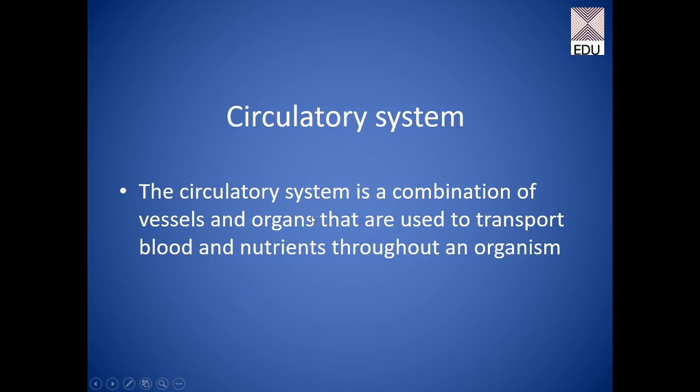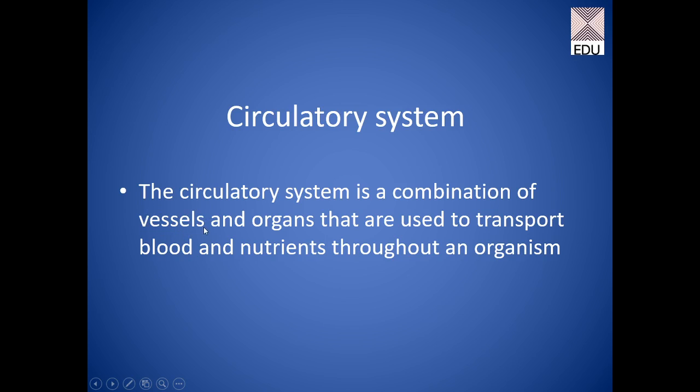Like in the case of earthworm, you have got a dorsal vessel over there. The dorsal vessel is pulsatile and it has some valves also in the case of earthworm. So here, that pulsatile vessel can be taken as an organ also. But in case of all the vertebrates, we have got hearts. So that is the first part of the circulatory system, an organ. And the second part, these are the vessels.